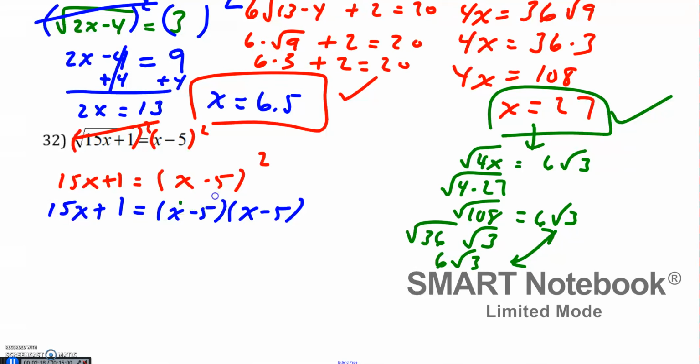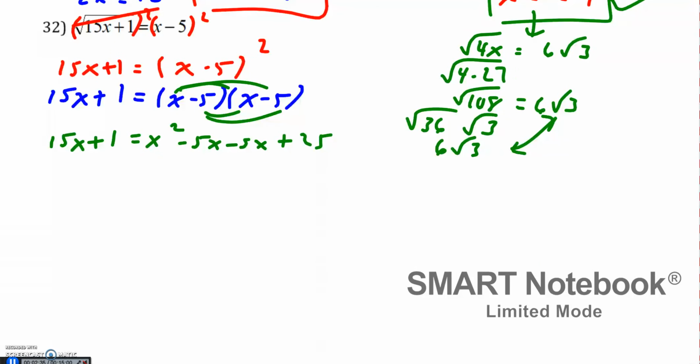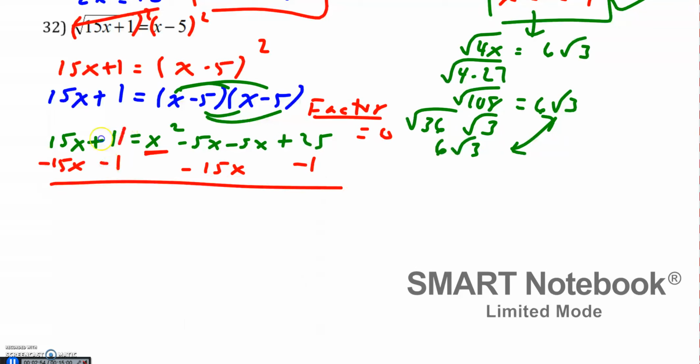If I want to actually distribute to everything, I would have to use the distributive property or FOIL. x squared minus 5x minus 5x plus 25 equals 15x plus 1. Now that I look and I multiplied everything out, I notice that I have this x squared term. And as soon as I see x squared, I'm thinking that I'm going to have to factor or solve. So I want to get it equal to 0, and so I'm going to move these two terms to the other side. I'm going to subtract the 15x to the other side. I'm going to subtract the 1 to the other side. So I'd get 0 equals x squared.